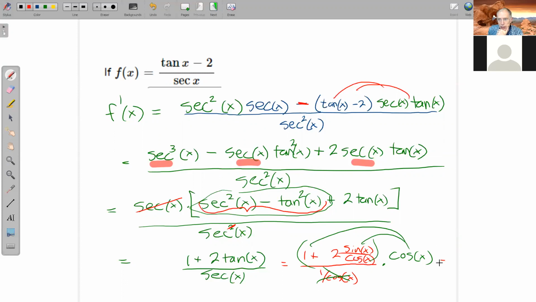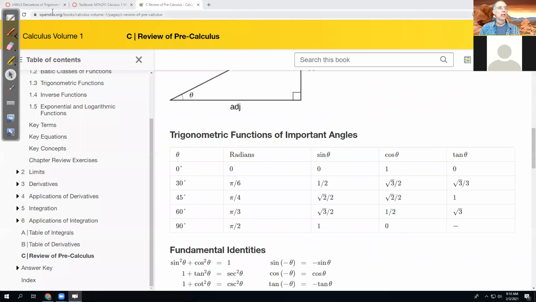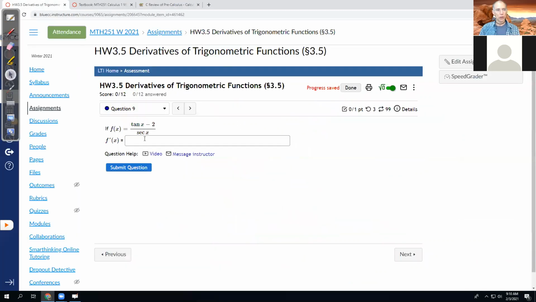So what do we get? We're going to get cosine times 1 plus 2 sine. That is simpler. There's no denominator. So let's see what the homework system says about that for me. Will it take them both?